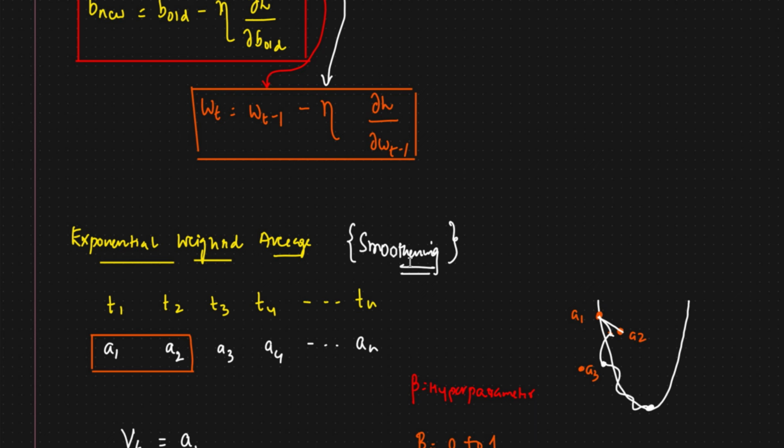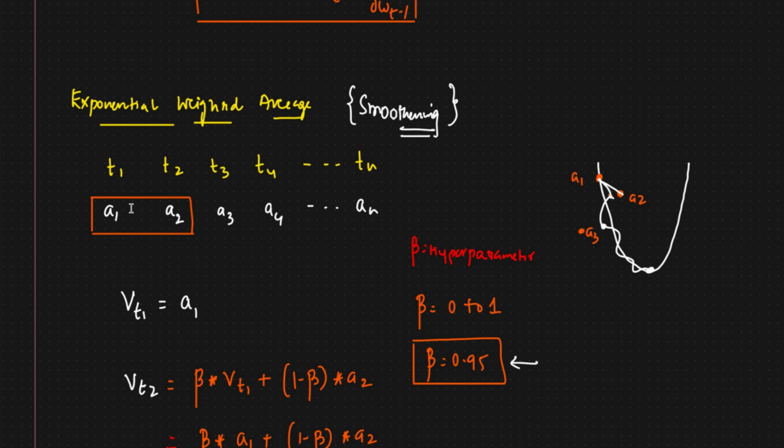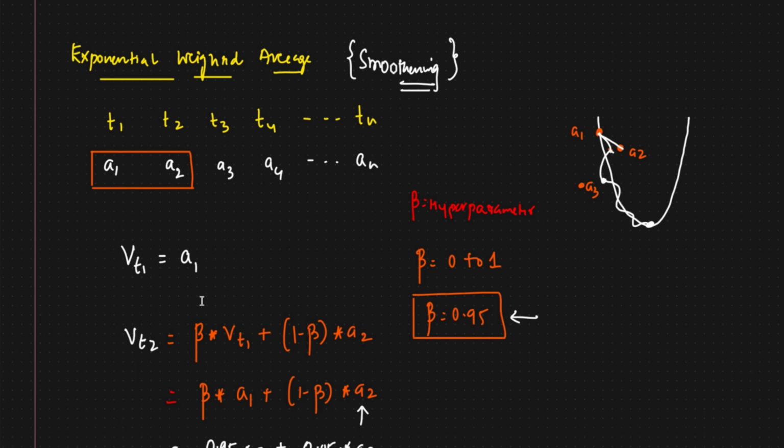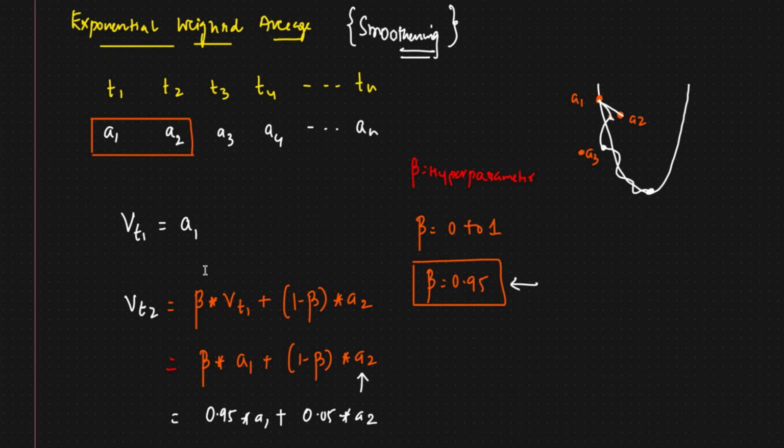To do the smoothing, we will use the exponential weighted average over time 1, time 2, time 3. This is the value for time 1, A1, time 2, A2, and it continues like this. Here we use beta, which is a hyperparameter. The value of V1 is assigned as A1. For V2, we take the information from the previous value at time 1: beta times V1, which is A1, plus 1 minus beta times A2.